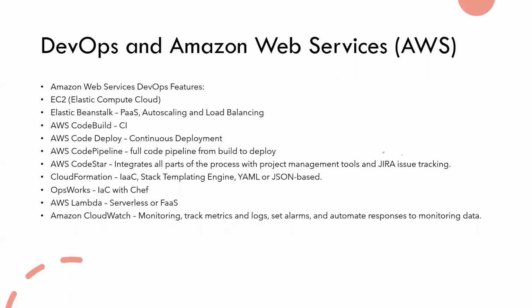Lambda is a serverless function, or it acts as a function as a service. And Amazon CloudWatch is there, which you use to monitor your logs, to track your metrics like CPU metrics, to set the alarms and do a lot of other things. So this is about the DevOps. This is about the services in AWS which are being used to achieve the DevOps culture.